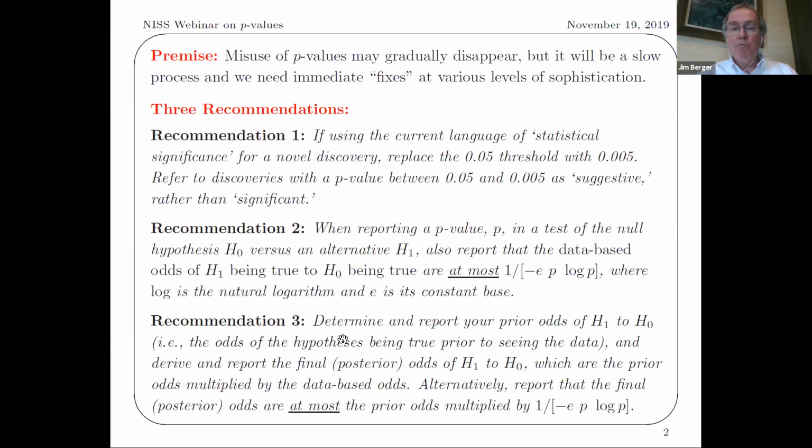And then finally, recommendation 3 is meant to deal with this kind of exploding world of multiple testing, where it can be very important to determine and report your prior odds of H1 to H0. This is kind of 1 over minus e p log p would be what the data is saying. And then you have to say prior odds of H1 to H0, and then you report the product of the two as the final odds. So I'll be going through each of those 3 recommendations.